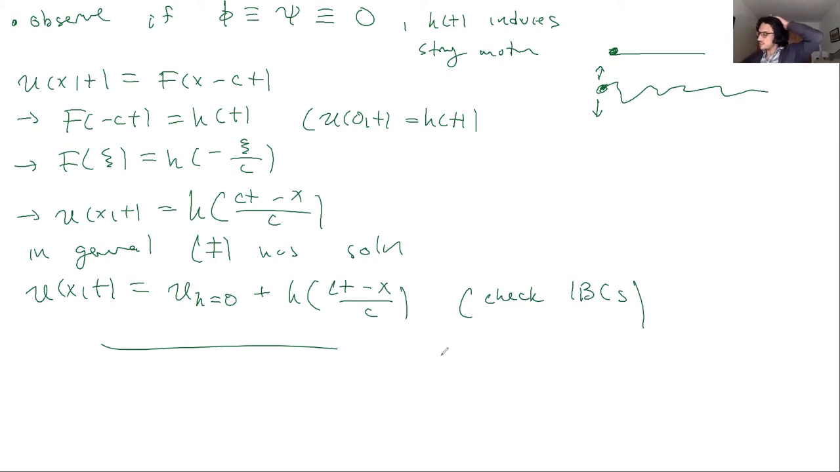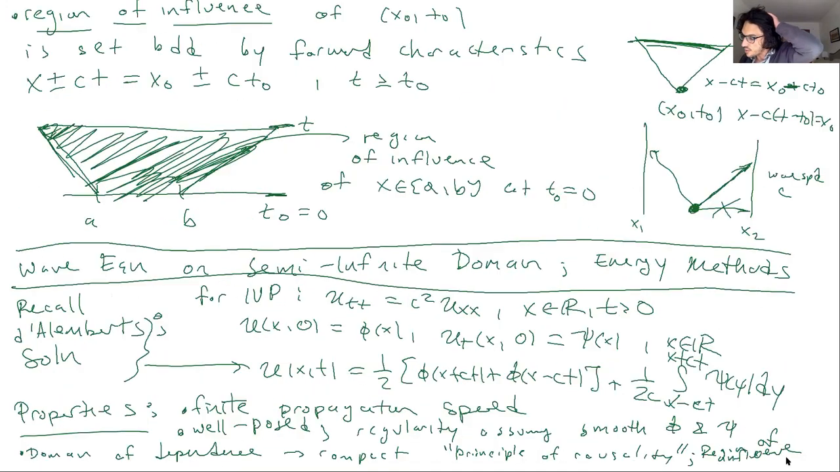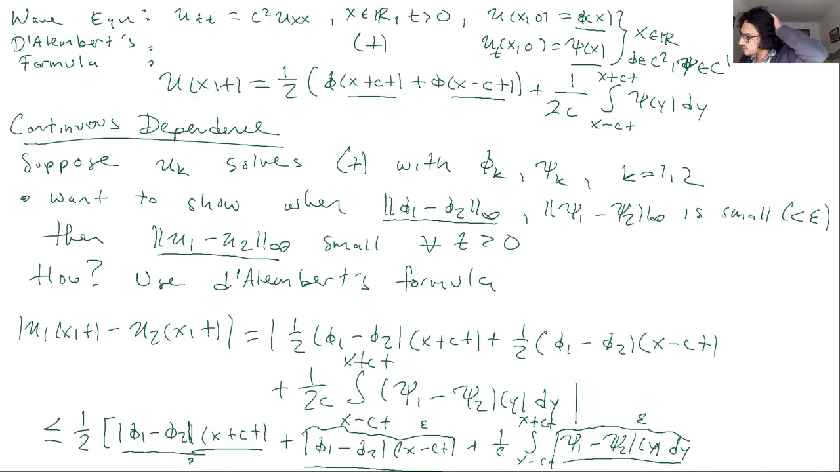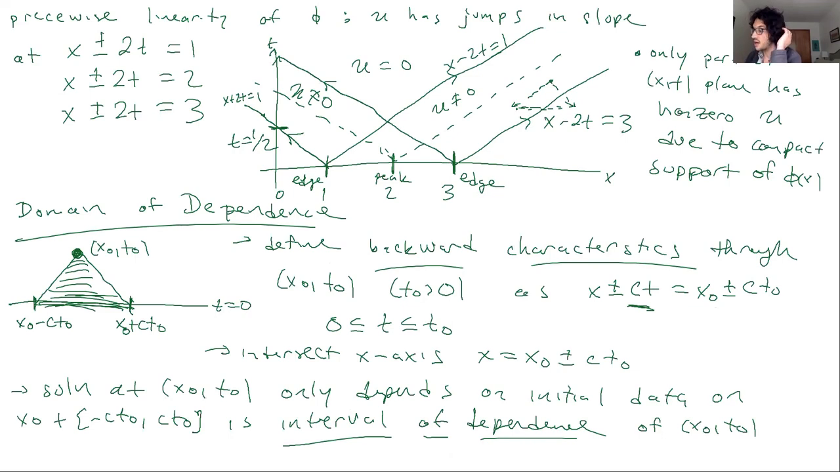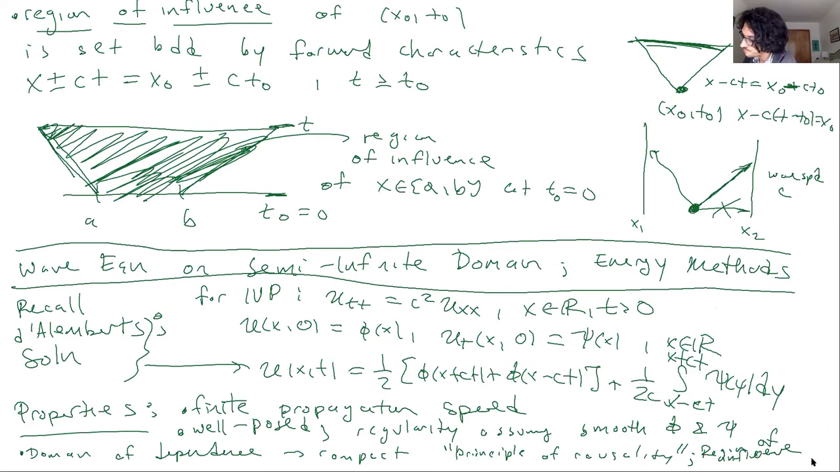So what have we talked about so far today? Well, we talked about how to use D'Alembert's formula to prove continuous dependence. We talked about how to think about how initial conditions propagate according to regions of influence and domains of dependence, and how we expect support to remain compact because of the way that initial conditions propagate in the wave equation, similar to how they do in the transport equation.